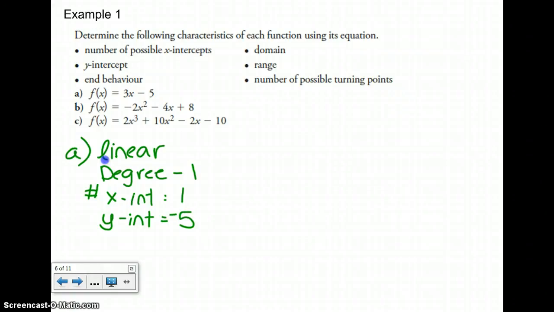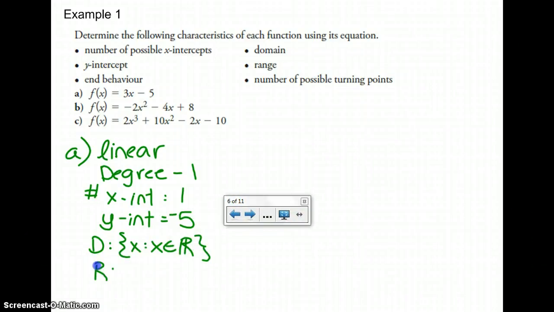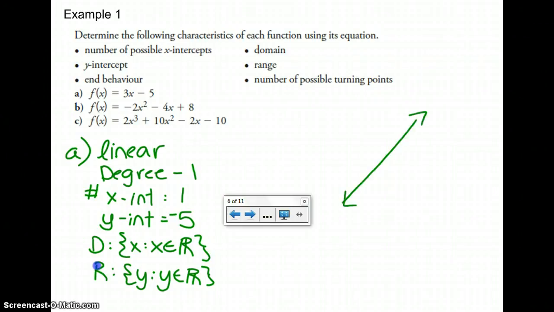The domain. Read the domain. x such that x is an element of the reals. Good. And the range. Why is y also an element of the reals? Good, because a straight line will go on forever in either direction.